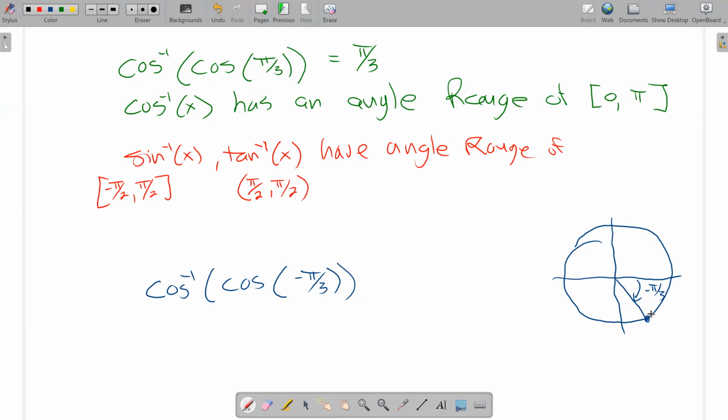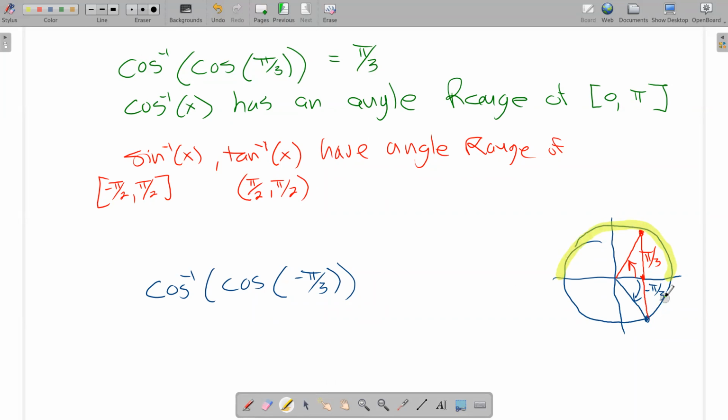That point right there, cosine is dealing with x values on the unit circle. So since we're dealing with cosine, it's related to this x value. What other point on the unit circle has that x value? Well, it would be this point up here. And so what other angle is related to that point? Well, I can just draw in that radius, and it would be this angle right here, which happens to be positive pi over 3.